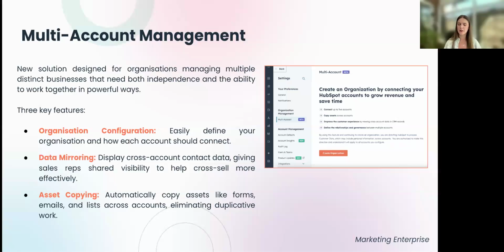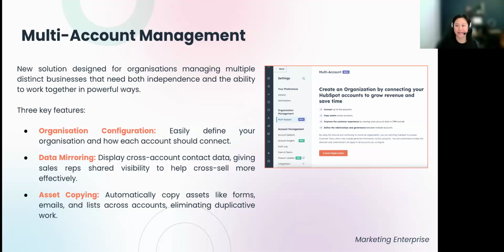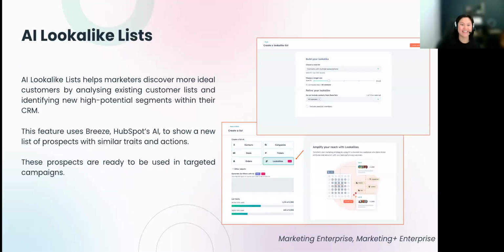Yeah, I think this is going to be really good for companies that do a lot of cross-sell as well, and they potentially don't have visibility of what other brands, other portals have sold, so they can't bring that context into their conversation. So I think this one is going to be really cool for those customers. Yep, absolutely. Okay, the second one we have is AI lookalike lists.